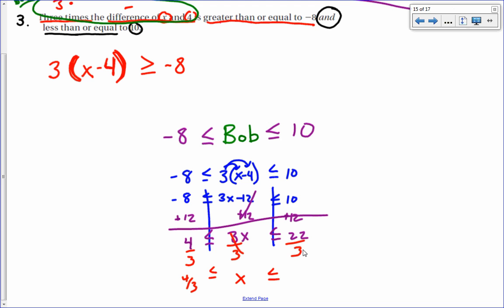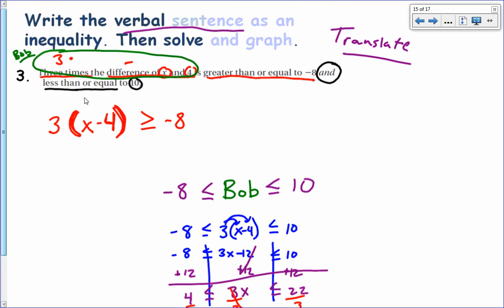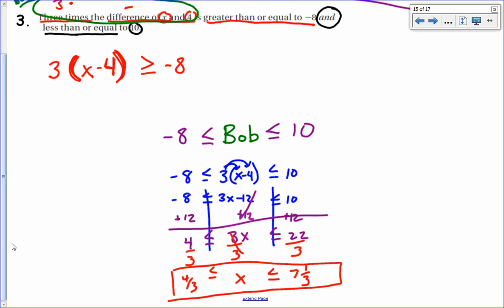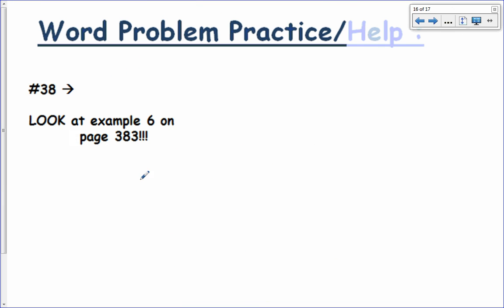Now, I think sometimes we should fix this. We don't have to leave it as a mixed number or as an improper fraction. This is 7 1/3. Okay? You guys see what happened here? We had to translate it. Then we had to decide where everything goes. We put it into an inequality, and then we had to solve it. Now, finally, we could graph it if we wanted to. I'm going to move on to our next slide.